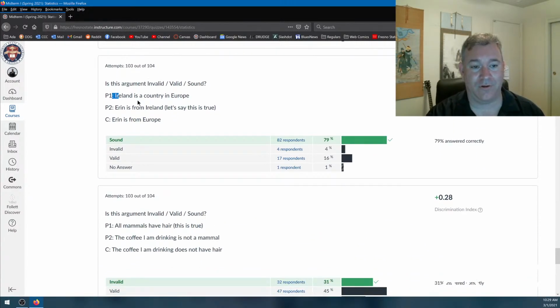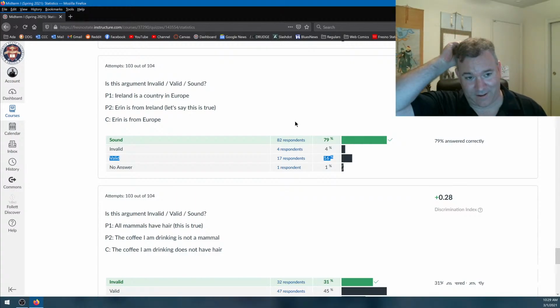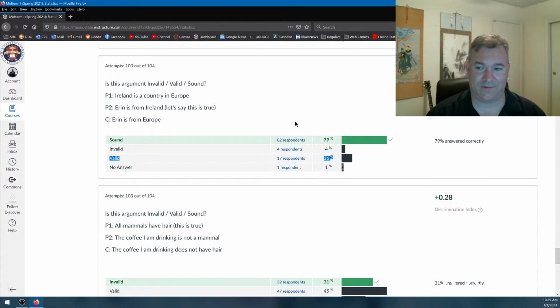Okay. Ireland is a country in Europe. True. And so the 17 people that said it was valid are arguing that it is not a country in Europe. So, as it turns out, Ireland is in Europe. It's in the European region, I guess.